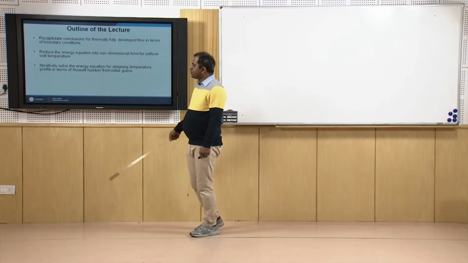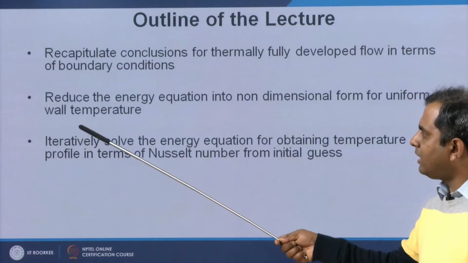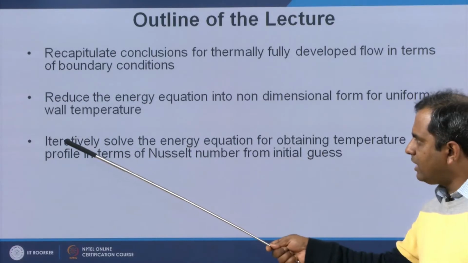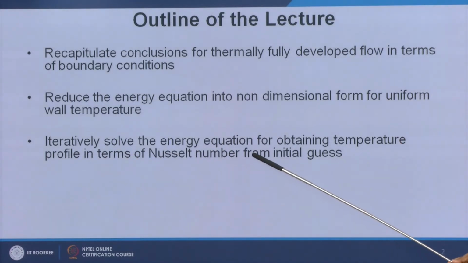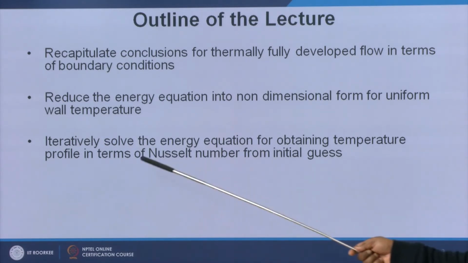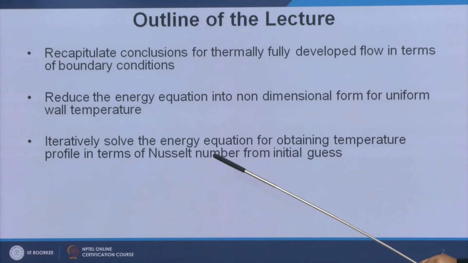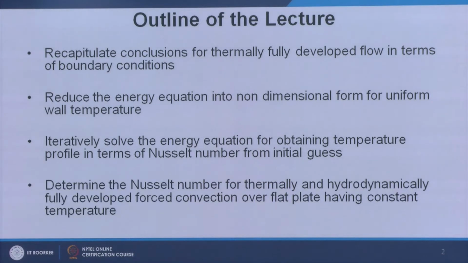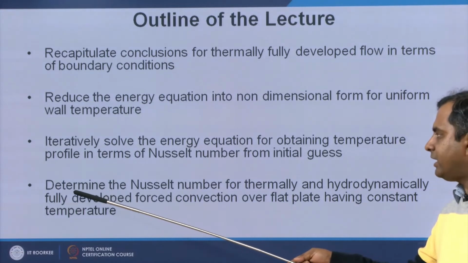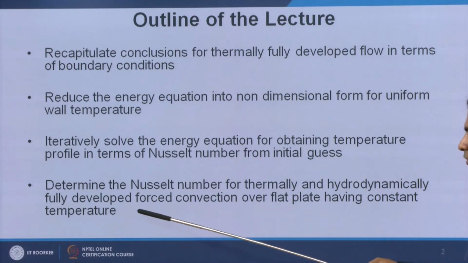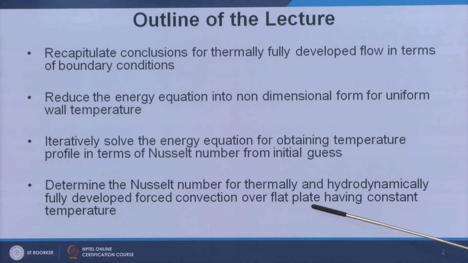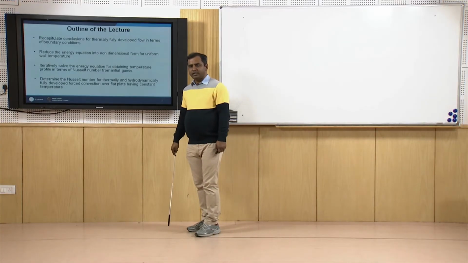Here I will show you how that numerical scheme can be taken and how we can use an iterative solver for solving this energy equation we have derived, and from there we will finally get the temperature profile and Nusselt number. At the end, we will show you the Nusselt number for thermally and hydrodynamically developed forced convection over a tube having constant temperature. So, these four things we will see in this lecture.